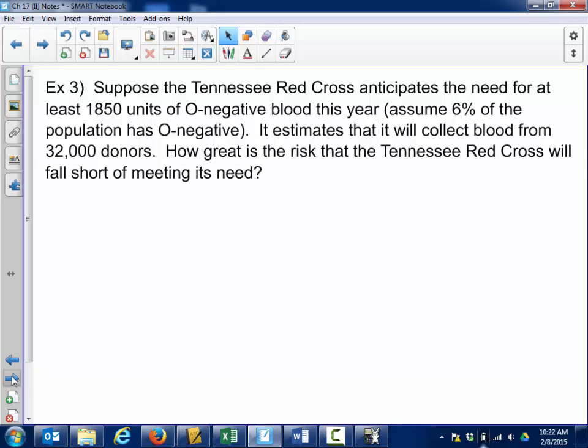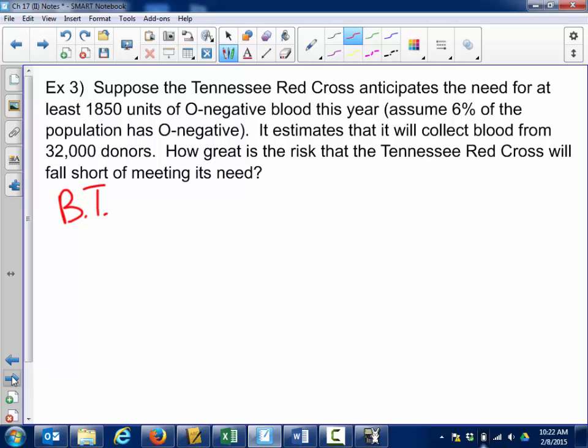let's see why we would not want to go about this using the methods we've seen from earlier in Chapter 17. Suppose the Tennessee Red Cross anticipates the need for at least 1,850 units of O-negative blood this year. We'll assume 6% of the population has O-negative. It estimates that it will collect blood from 32,000 donors. How great is the risk that the Tennessee Red Cross will fall short of meeting its need?